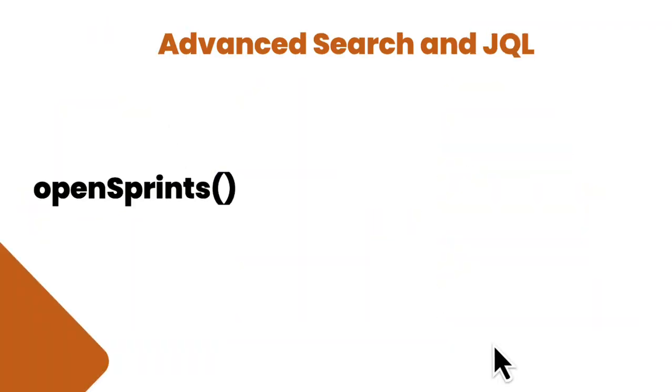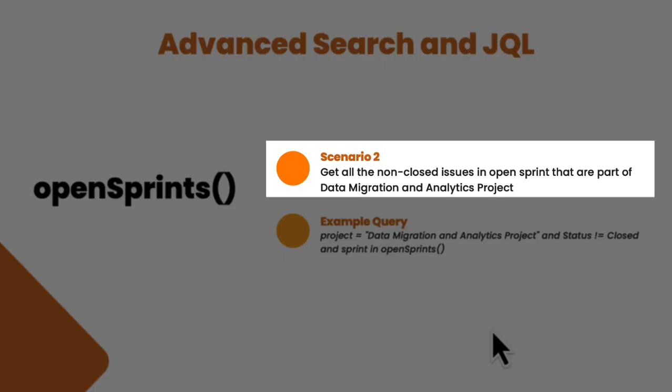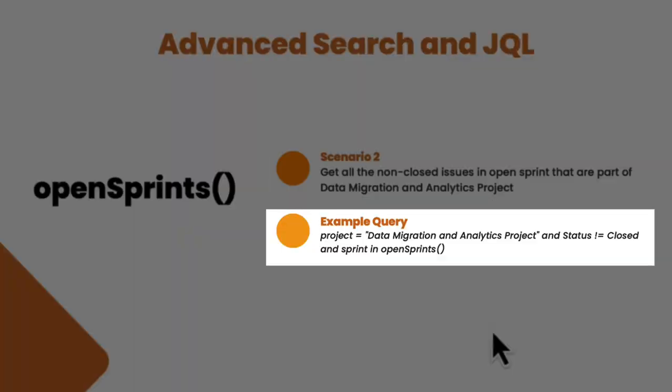With that, I'll move ahead and I'll show you the example of the openSprints function which we just talked about. The scenario is to get all the non-closed issues in an open sprint that are part of the data migration and analytics project. Now the example query here would be project equals data migration and analytics project and status not equals closed and sprint in openSprints. This is the function which we can use. Let's see this example in Jira.